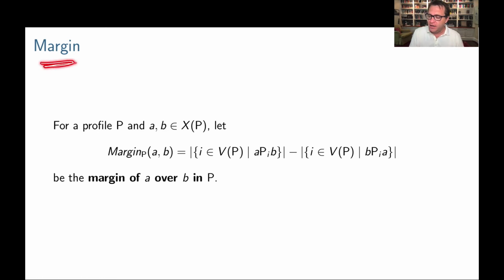Now, the margin for a candidate A over a candidate B is defined as follows. The margin of A over B is the number of voters that rank A above B in the profile P minus the number of voters that rank B above A in the profile P. So that's what the margin of A over B is. Now, if the margin of A over B is positive, then we say that A is majority preferred to B. If it's negative, then we say that B is majority preferred to A, because a positive margin means there's a strict majority of voters that rank A above B. The margin, of course, could be 0, in which case the same number of voters rank A above B as B above A. So there's a tie between A and B.